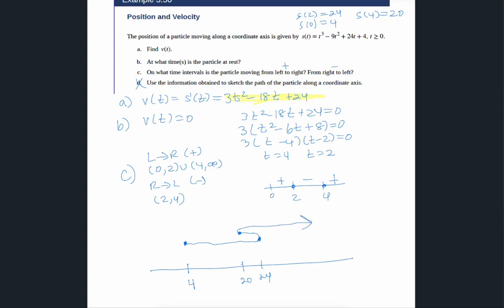Okay, so let me kind of show you what happened. You could even label this, this is S of 0, this is S of 2, this is S of 4. So at time 0, we're at position 4. At time 2, we're at 24. We've gone backwards. At time 4, we've landed now at 20. And then for the rest of our life, we are going forward again. So that's the kind of motion sketch that they're talking about, the path of the particle, going forward and backward, forward and backward. We could even make it a little more accurate than that, but that's the general kind of thing.